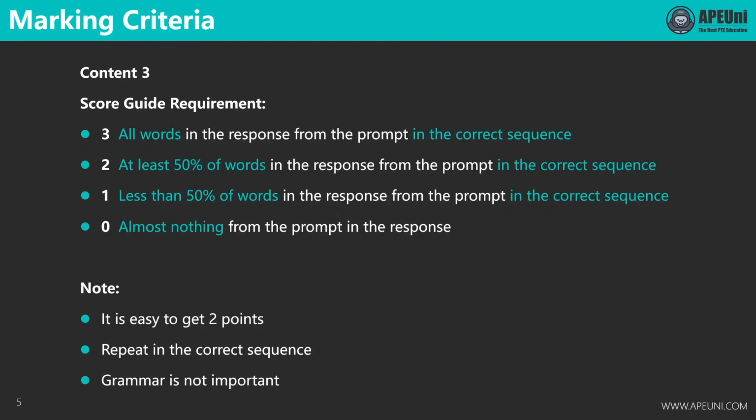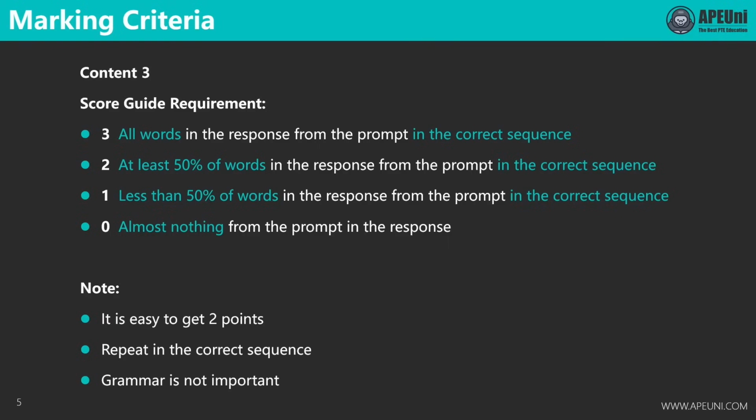Now let's learn about the marking criteria of repeat sentence. It is marked in 3 dimensions: content, fluency, and pronunciation. There are 3 points in content, 5 points in fluency, and another 5 points in pronunciation. In total, 13 points. From the points allocation, we should know that fluency and pronunciation are worth much more than content. So we have to do well in fluency and pronunciation.